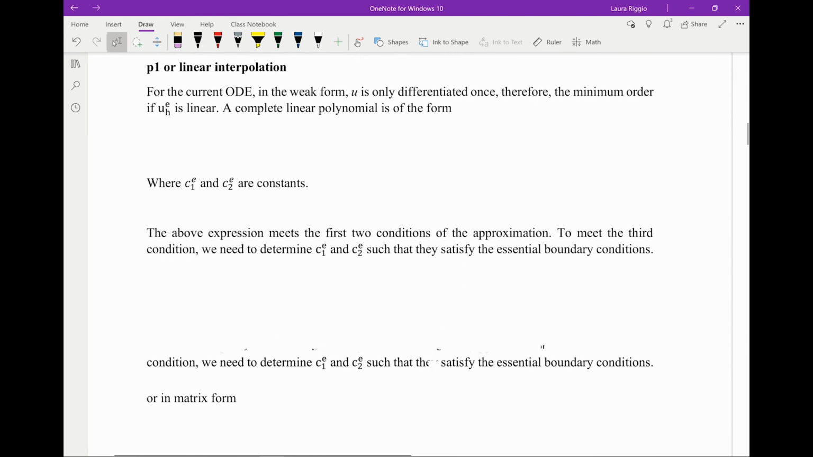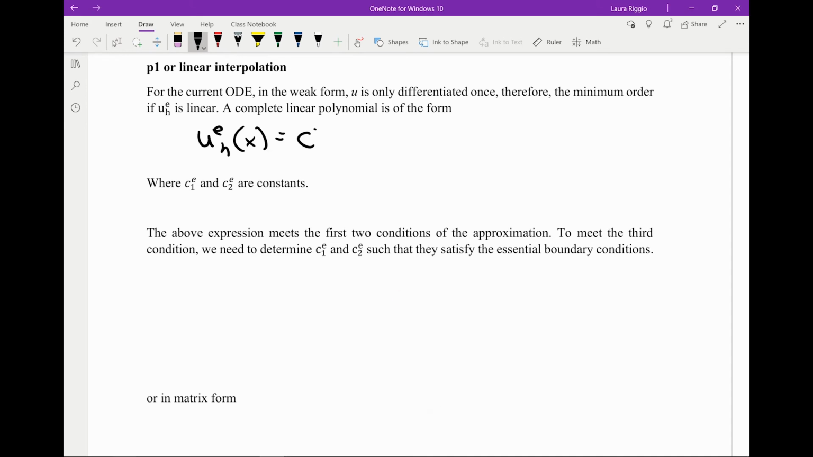So we're going to start with P1 or linear interpolation. This is your simplest and lowest form. It's the lowest accuracy approximation we can make. So for our current ODE in the weak form, our dependent variable u is only differentiated once. So the minimum order of our approximate solution is linear. So a complete polynomial in the linear form is, of course, C1 plus C2x, or ax plus b. So C1e and C2e are constants. So our above expression meets our first two conditions.